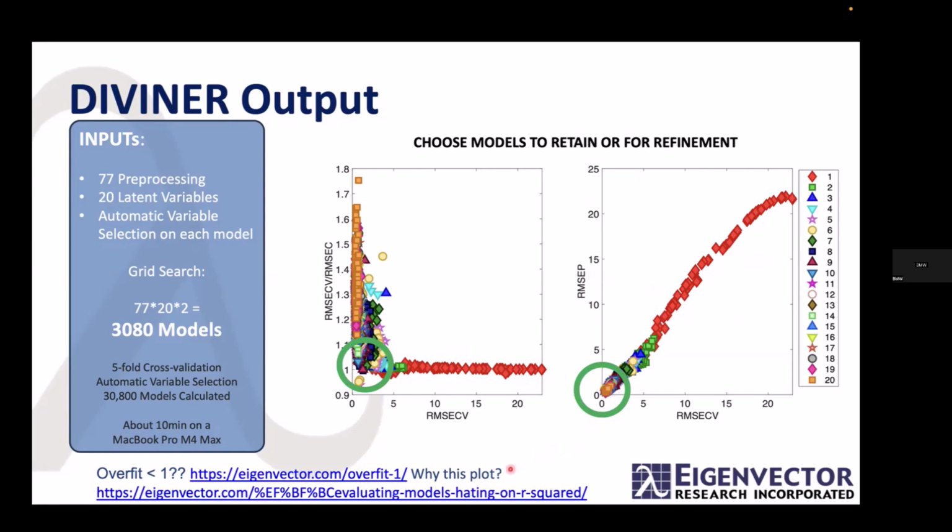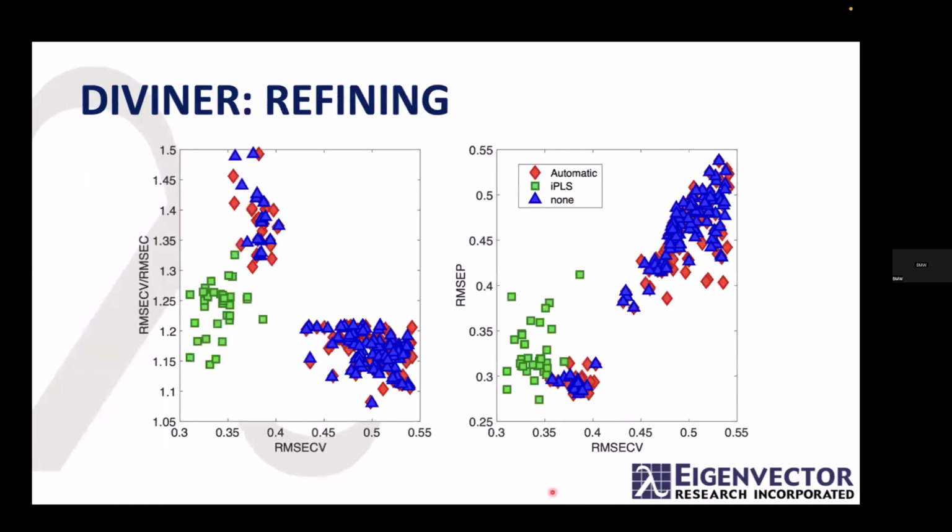So there's a couple of things here about why this plot overfit less than one, why does that happen? That's a little bit here, and why we like this particular plot. There's some links to that. Anyhow, then you can refine them.